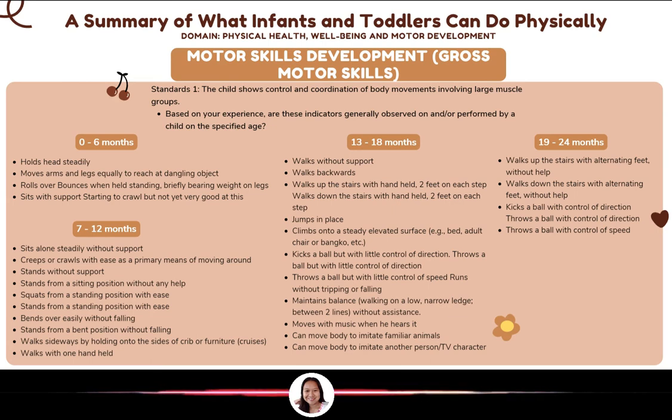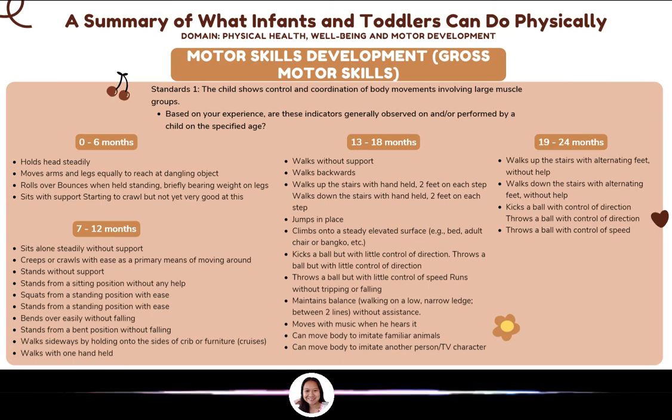They can stand without support. They can squat from a standing position with ease. They can bend over easily without falling. And also, they can walk sideways by holding onto the sides of a crib or furniture. They can also walk with one hand held. While in 13 to 18 months, they can walk without support.